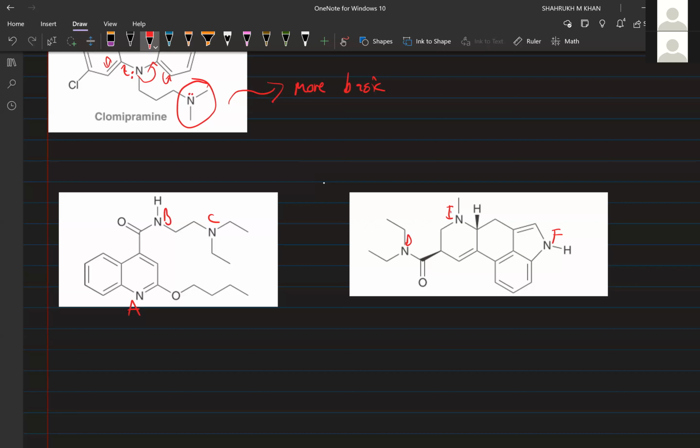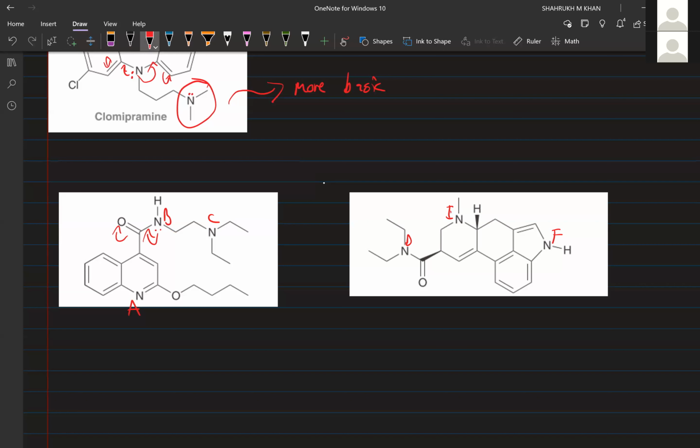Okay, so for the first one on the left, which one is the most basic? C. C, right? You could just type it in the chat. So all of these, B we could knock off right off the bat, because that one has actual delocalization. Just to make it clear, it's conjugated with this pi bond from the carbonyl.